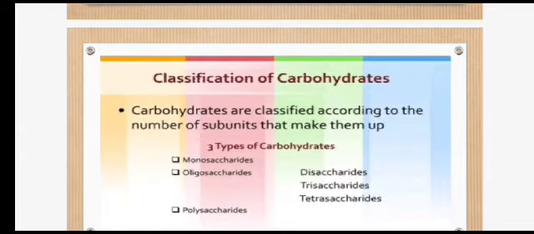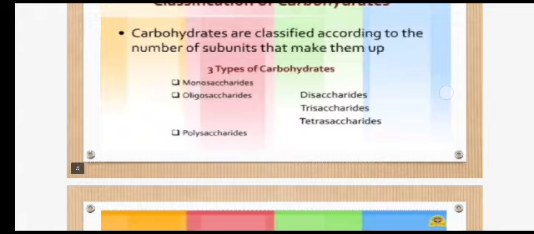Classification of carbohydrates. Carbohydrates are classified according to the number of subunits that make them up. There are three types of carbohydrate, which include monosaccharide, oligosaccharide and polysaccharide. Oligosaccharides also include disaccharide, trisaccharide and tetrasaccharide.